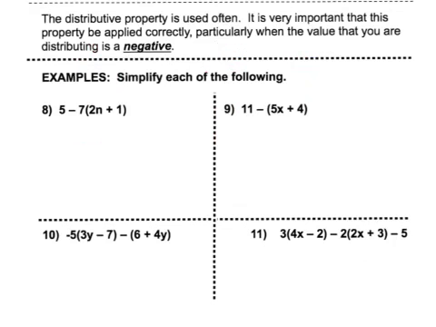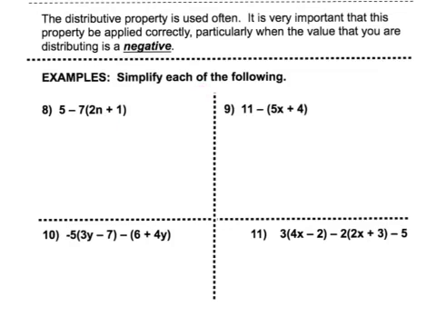Okay, so it says the distributive property is used often, and it is very important that this property be applied correctly, especially when the value that you are distributing is negative. So we're going to what they call distribute a negative. So look at these examples and write the first one down.